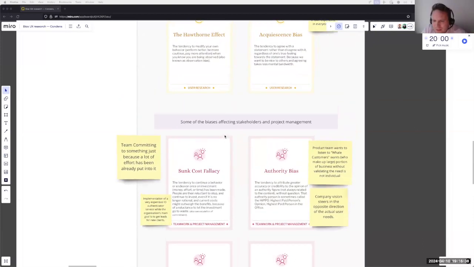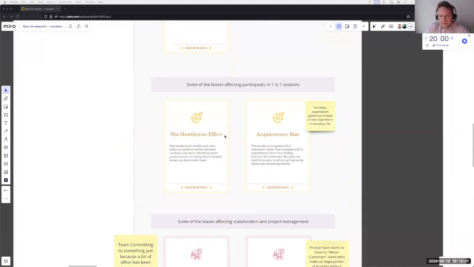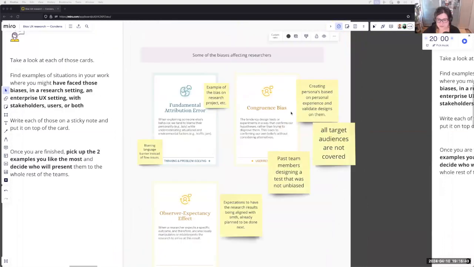Then we discussed the congruence bias, where we had some more examples. The name maybe is fun. Someone else from our group, I believe, past team members designing a test that was not unbiased. Who had the example there? No one? Tanisha, I believe. I think, yeah. Right. Was that yours, Tanisha? Is that correct? Yeah. Awesome.